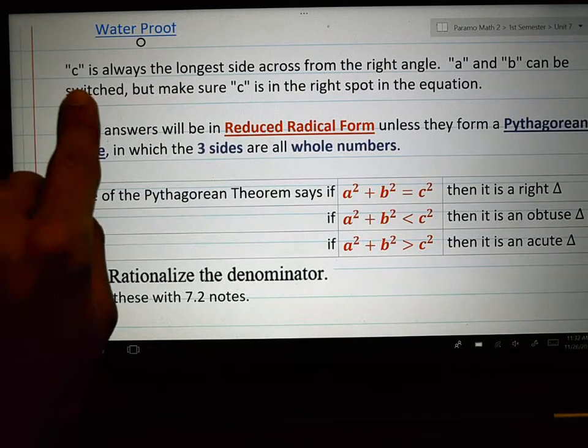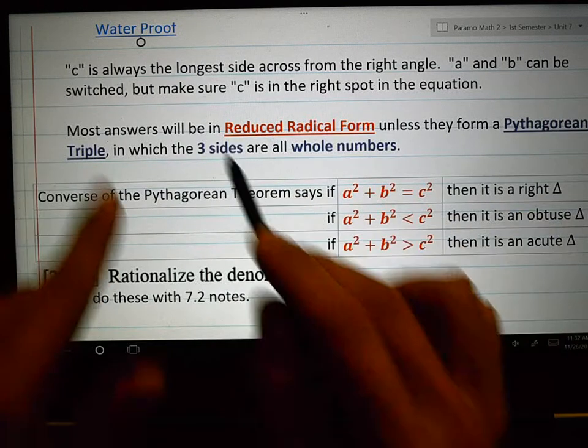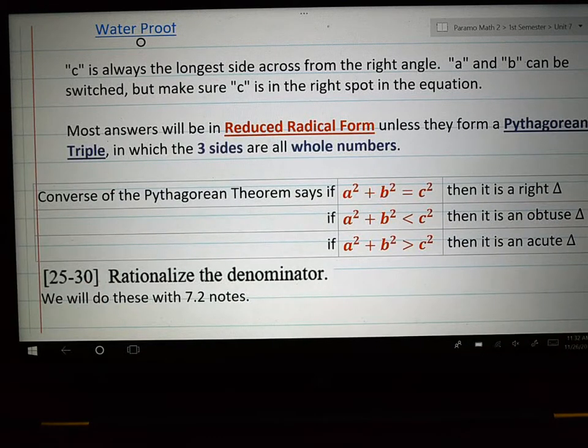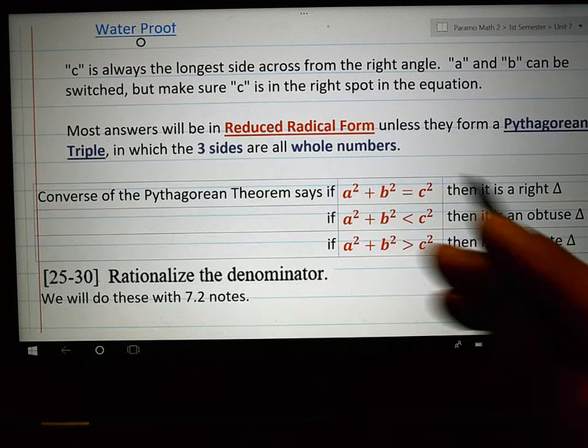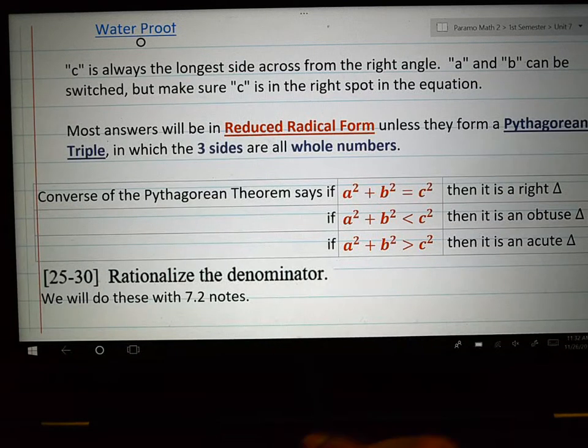Anyhow, C is always the longest side. A and B can be switched around when you're using A squared plus B squared equals C squared. We just got to make sure it's in the right spot. And the reason we're dealing with radicals is because most of our problems are going to have radicals in either the answer or in the side, or as a part of the problem. So that's why we're dealing with radicals.